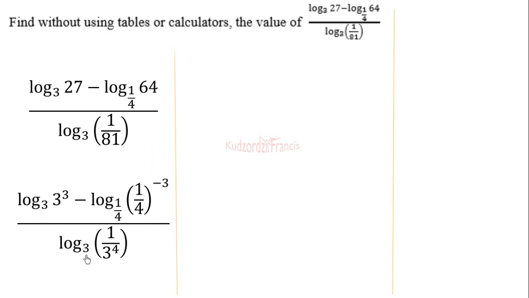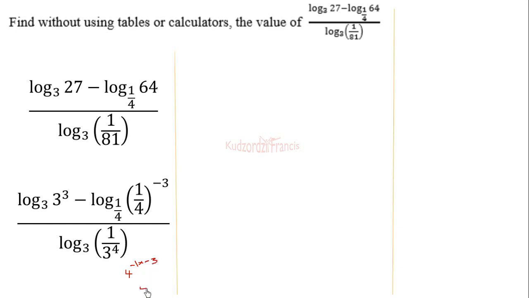So looking at the base, we have 3 exponent 4 will give us 81. Then 1 over 4. You know that 1 over 4 exponent negative 3 will give you 64. If you doubt that, you can try it. You know that 1 over 4 is the same as 4 exponent negative 1. Then you multiply it by the negative 3. So if you multiply it by the negative 3, you get 3.